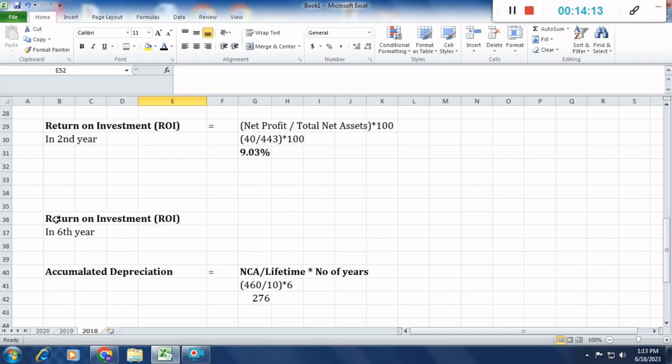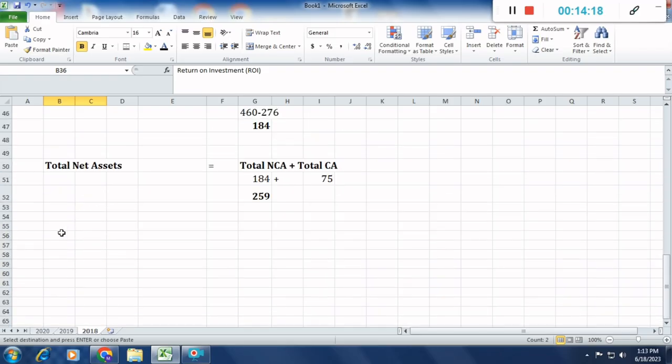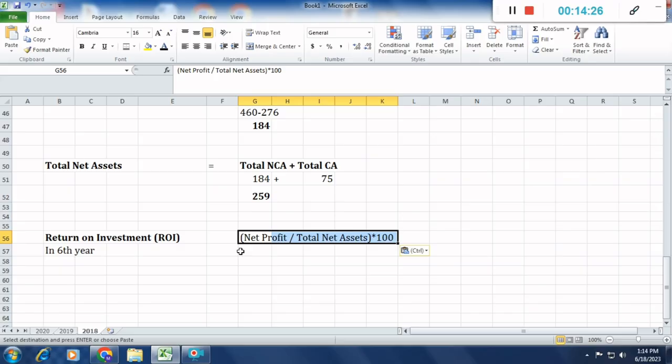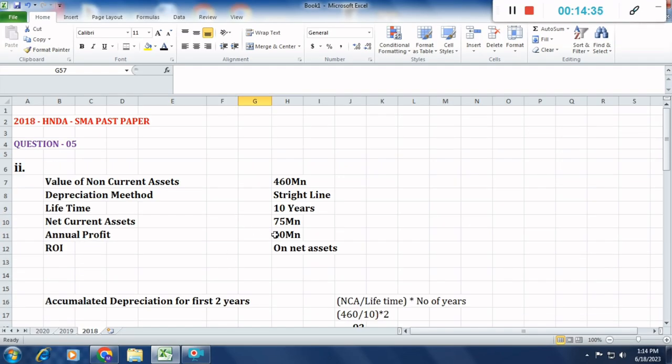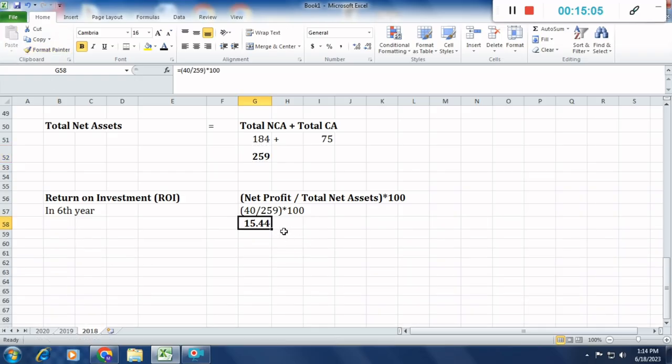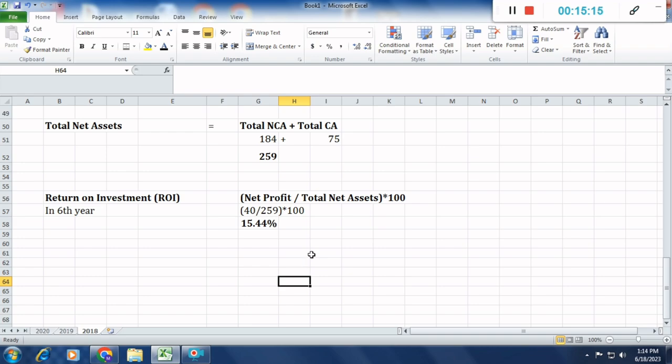Now we can calculate the ROI in 6th year. End of the 6th year, we can calculate the ROI. Equation for the ROI, net profit divided by total net assets into 100. Net profit is given consistently 40 million per annum. So 40 million divided by total net assets is calculated 259 million into 100. So answer for the return on investment in the 6th year is 15.44%.